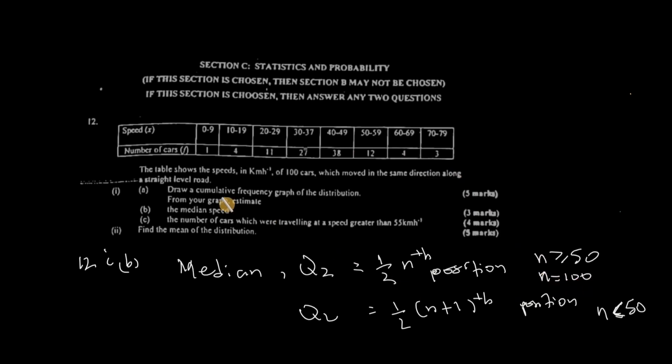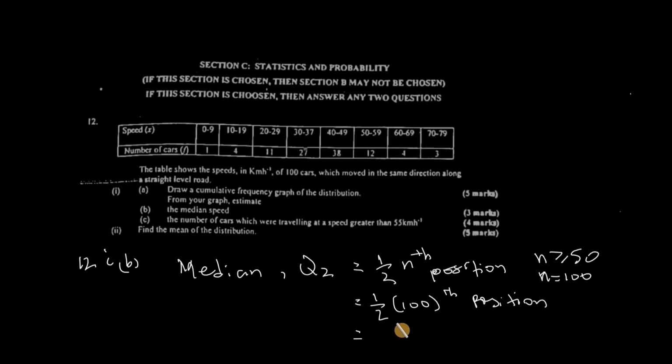For this question, n was equal to 100. N is the total frequency, the sum of all the frequencies, which was the last value of the cumulative frequency, that's 100. It means Q2 is equal to half of 100 position, which is the 50th position. So Q2 is equal to the 50th value, or the 50th speed. Median is equal to the 50th speed or the 50th value.